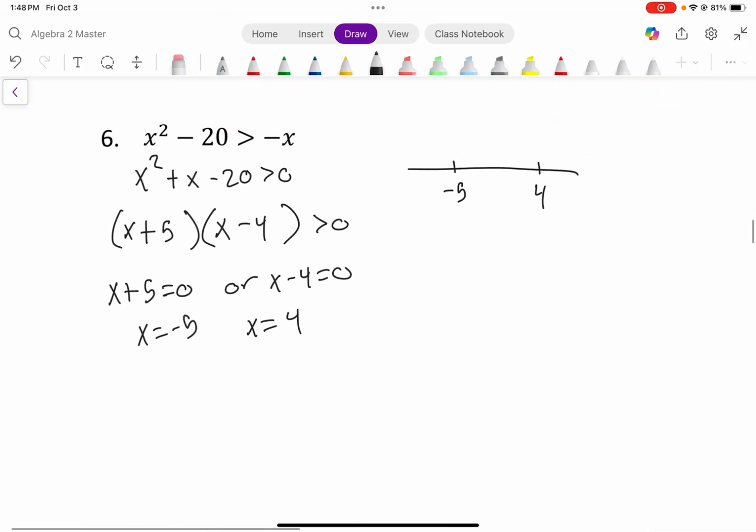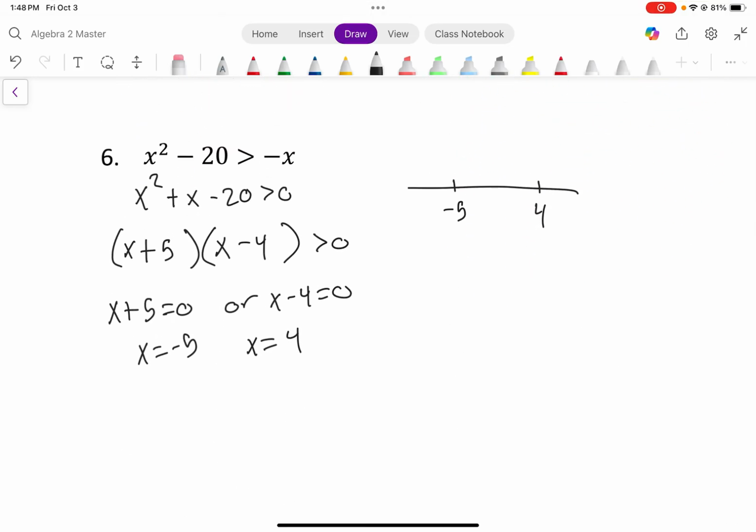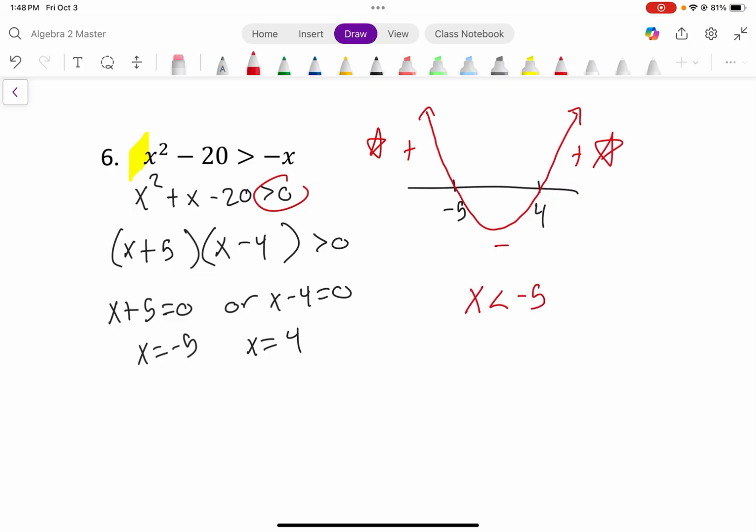There's no particular spacing I need to see. I just need orientation left and right to be correct. My a value here is 1, so I'm going to have a parabola that opens upwards. I have positive, negative, positive. I'm looking for positive. That's out here and here. So x is less than negative 5, all the stuff to the left of negative 5. Then there's a gap, so I put or. Then all the stuff greater than 4.